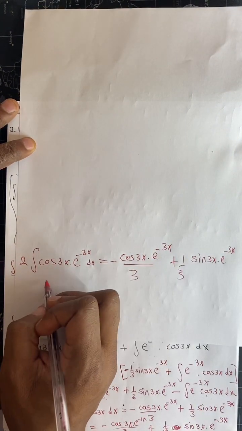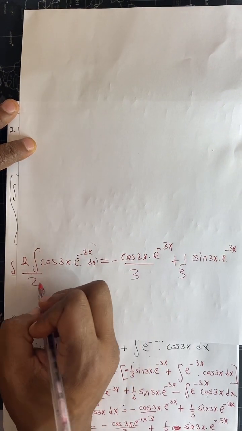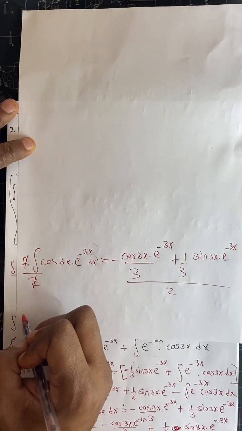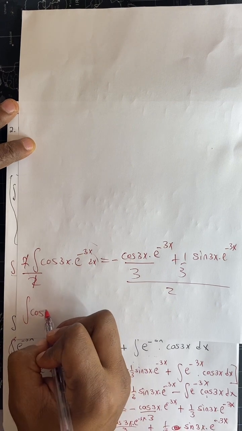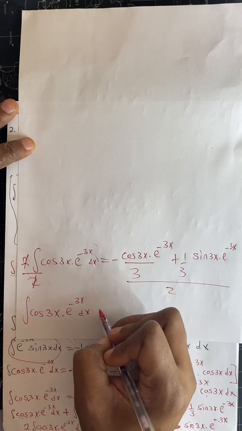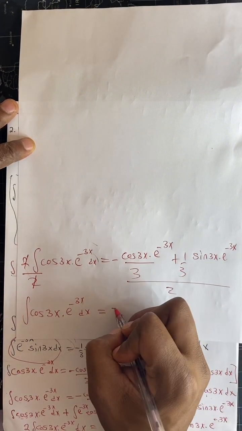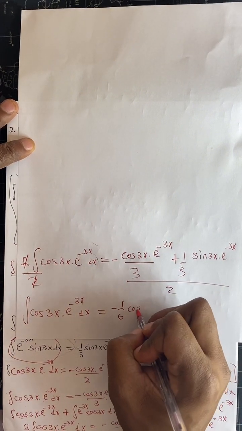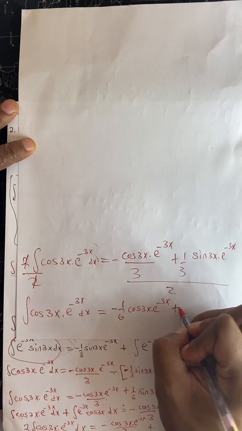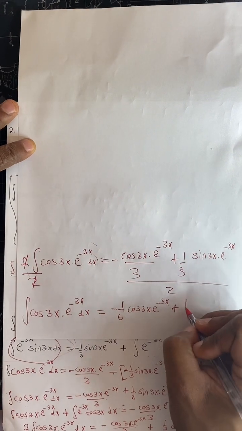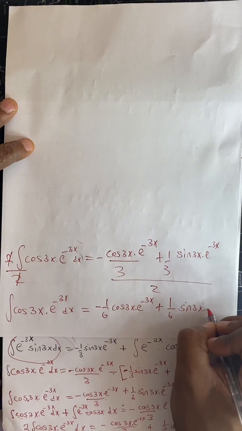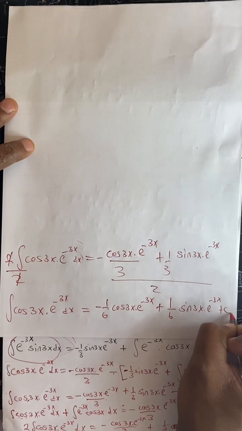Because we are looking for the integral of that, we can divide both sides by 2 so that we can remove that 2. That 2 will cancel out with that 2. So the integral of cos of 3x e to the power negative 3x dx will be equal to this 2 multiplied by that, which will be negative 1 over 6 cos 3x e to the power negative 3x, plus 2 multiplied by that 1 over 3 will be 1 over 6 sin 3x e to the power negative 3x plus c.